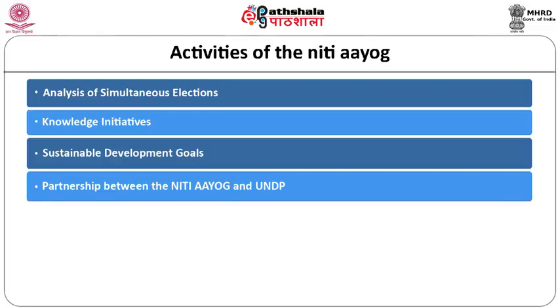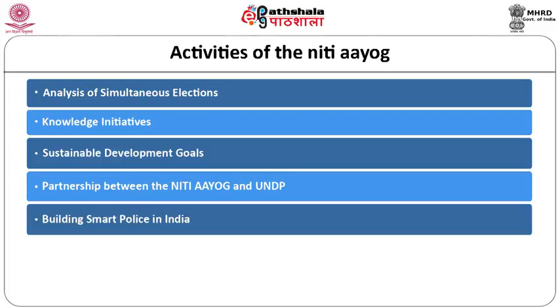Some of UNDP's highest impact projects have been with the Niti Aayog, which are human development towards bridging inequality, strengthening capacities for decentralized planning, capacity development for district planning, strengthening state plans for human development, rural decentralization, and participatory planning for poverty reduction. Next is building smart police in India.